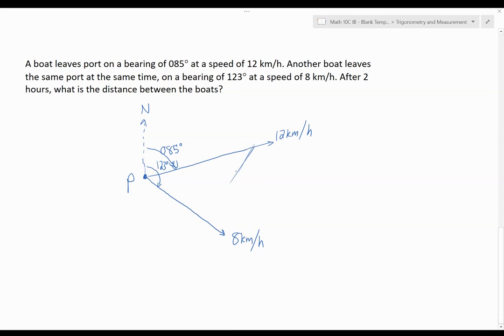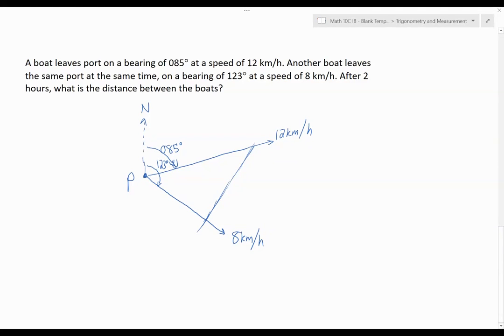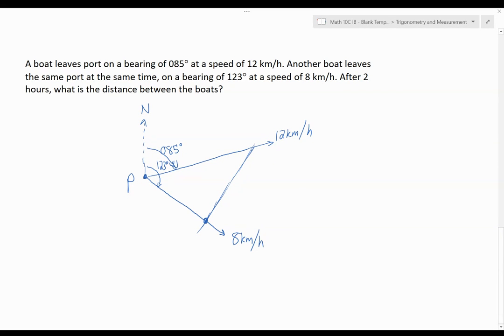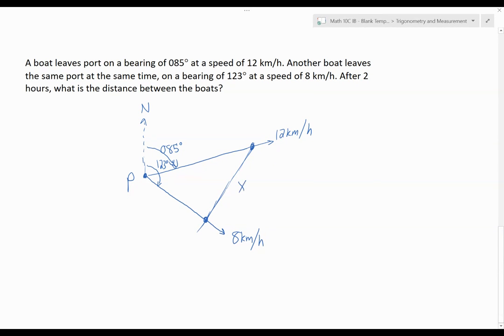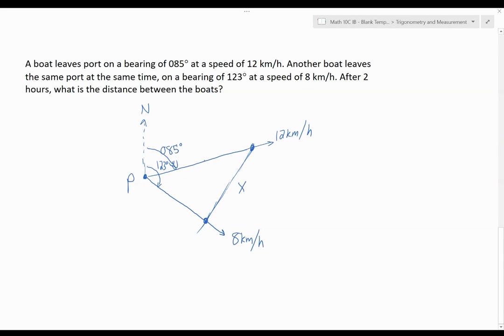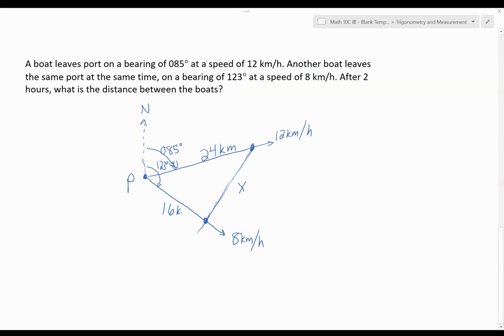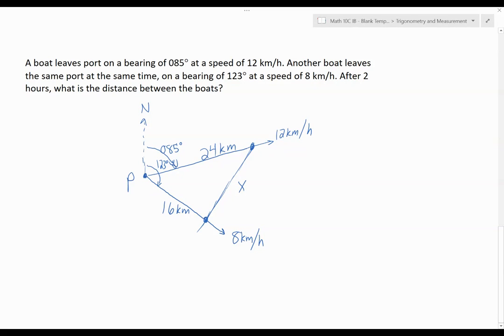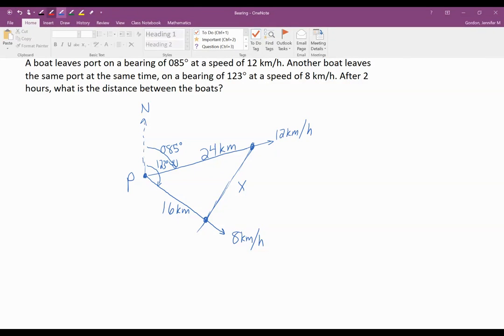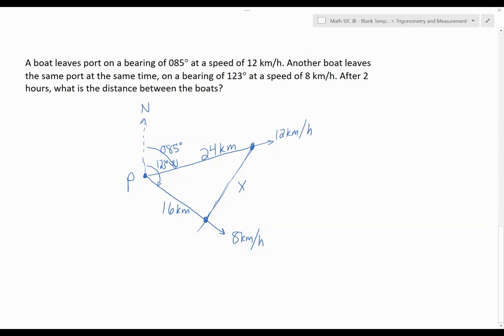Let's say this was the 2-hour point. If that's the 2-hour mark, I'm looking for this distance, x. And I know that in 2 hours, the first boat has traveled 24 kilometers and the second boat has traveled 16 kilometers. So if I want to find the distance between them, I could use the cosine law if I know the angle between them. Well, I do know the angle between them because it's the difference between their two bearings. In other words, 123 degrees minus 85 degrees. So the angle between their two bearings is 38 degrees.